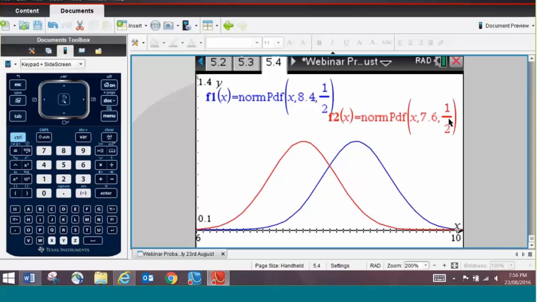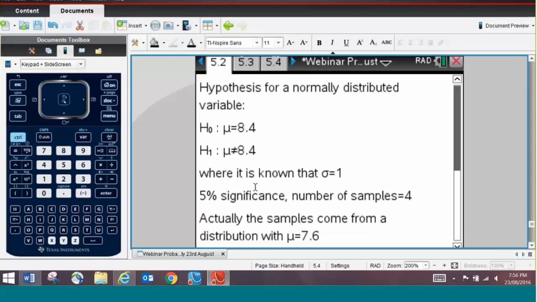Notice here that the standard deviations are in fact a half, and that's because there were a number of samples with 4, so we need to divide the variance by that. So that's why the standard deviation then becomes 1/2. When we have a number of samples, it is the same process as if we have a sample of a particular size. So they both get divided in that case.